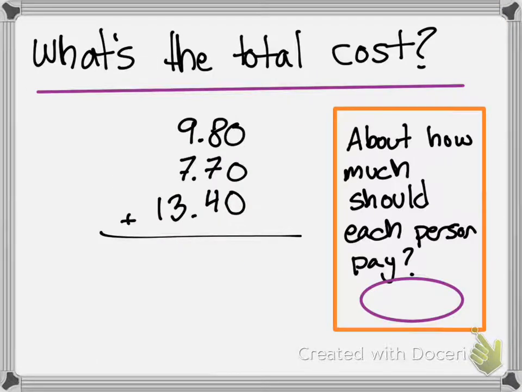So what's the total cost? The total cost, we're going to add these together. That equals 0. 7 plus 4 is 11, plus 8 is 19. 1 plus 9 is 10, plus 7 is 17, plus 3 is 20. 1 plus 2 is 30. Here, since we are adding, we just bring our decimals straight down. So the total is $30.90.